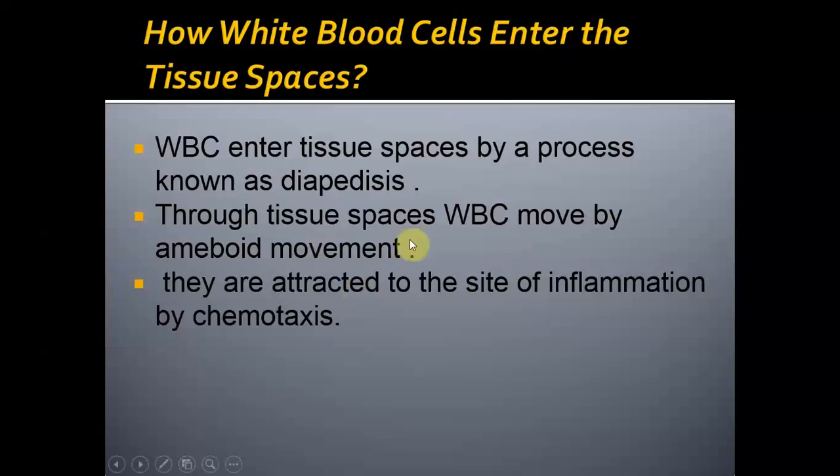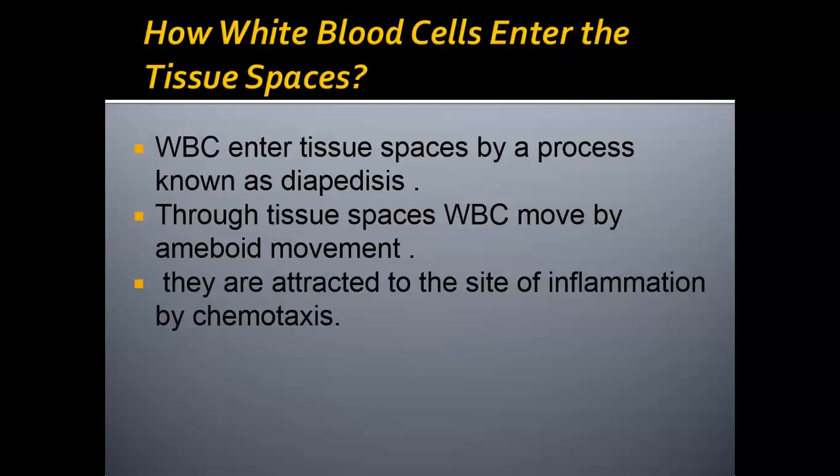Inside the tissue space, the white blood cells are going to move just like crawling, by amoeboid movement. The things that attract them to the site of the inflammation we call chemotactic substances. So they leave the circulation by a process of diapedesis, and then they will crawl by amoeboid movement through the tissue spaces, attracted to the site of inflammation. How? By chemotactic substances that are released from the pathogens, released from the damaged tissue, attracting white blood cells to the site where they are most needed.